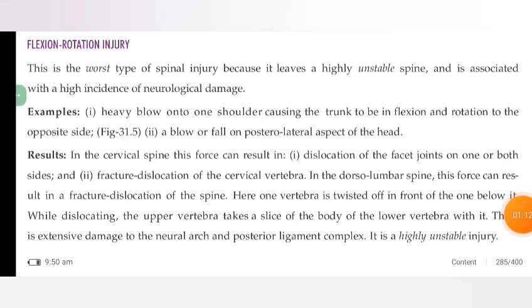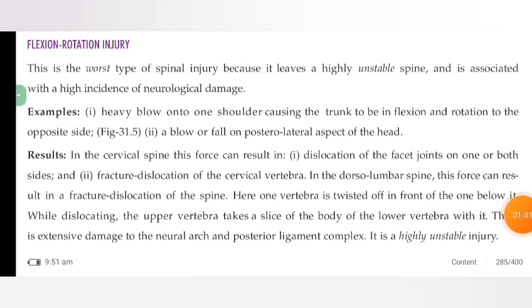Now the next one is the flexion rotational injury. This is the worst type of spinal injury because it leaves a highly unstable spine and is associated with a high incidence of neurological damage. For example, a heavy blow onto one shoulder causing the trunk to be in flexion and rotation to the opposite side, or a blow or fall on the posterolateral aspect of the head.